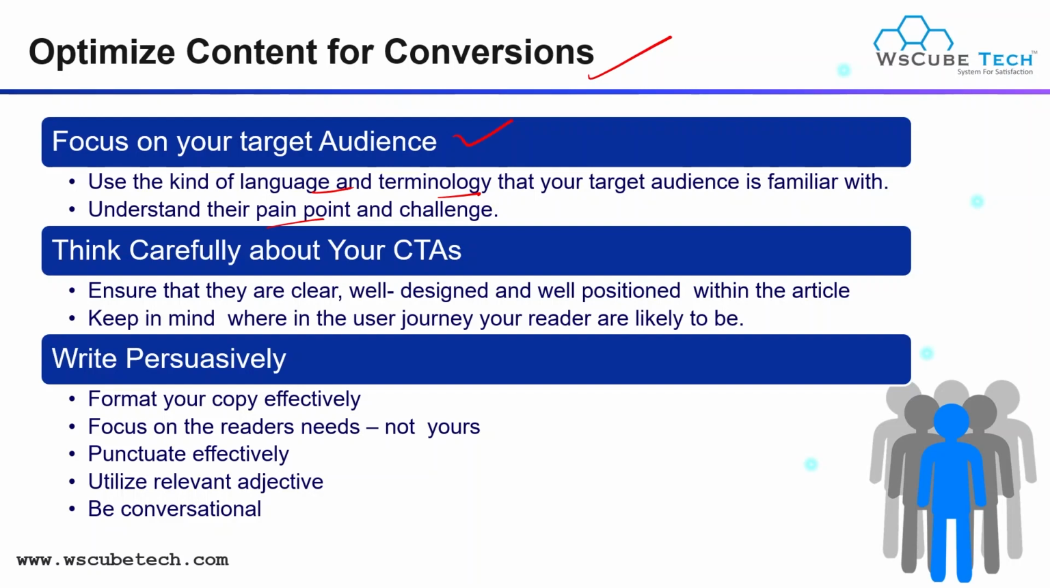Think carefully about your CTAs, your calls to action. You have to ensure that they are clear, well designed and well positioned, because position in your article, in your content matters a lot. Keep in mind where in the user journey your readers are likely to be. Write persuasively. When you write your content, you must take care of these points: format your copy effectively, focus on the reader's needs, not yours. Punctuate effectively. You have to utilize relevant adjectives, and your content should be conversational.